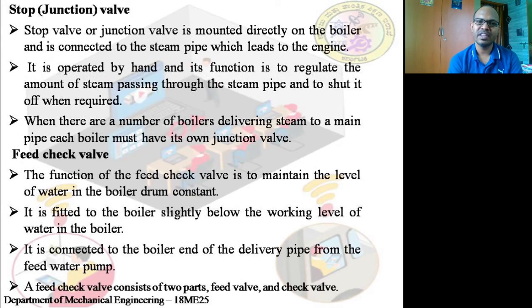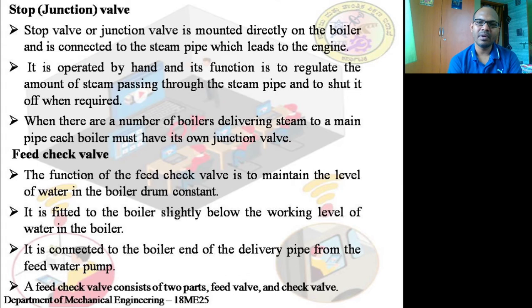Junction valve or steam stop valve. This is what we call it. This is called a stop valve, or a junction valve, or a steam stop valve. A steam stop valve or junction valve is mounted directly on the boiler and is connected to the steam pipe which leads to the engine. It is operated by hand and its function is to regulate the amount of steam passing through the steam pipe and to shut it off when it is required.